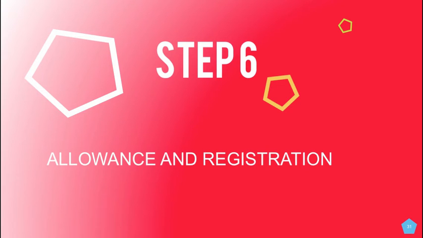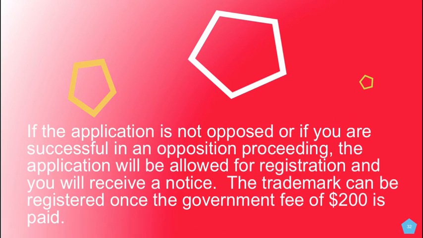Step 6, allowance and registration. This is our last step. If the application is not opposed or if you are successful in an opposition proceeding, the application will be allowed for registration and you will receive a notice. The trademark can be registered once the government fee of $200 is paid.